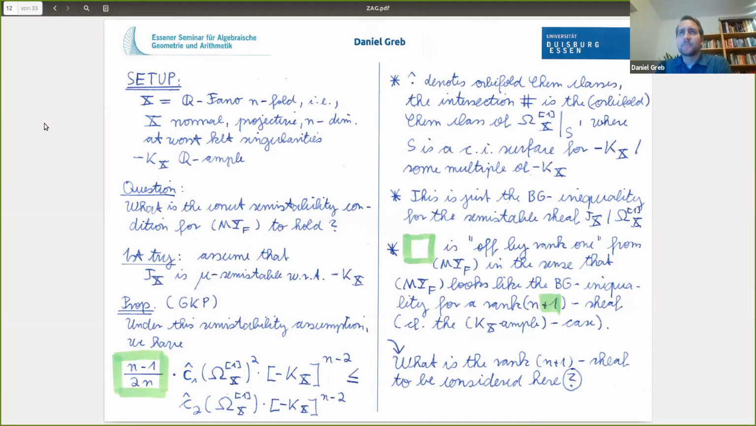And this rank n plus 1 sheaf, we wanted to have the same Chern classes as the tangent sheaf. Yeah, so that's what you realize. It's a small observation, but it's an observation that the tangent sheaf has the wrong rank. It's rank n, and you want something of rank n plus 1 optimally. Yeah, so the question arises, what is the natural rank n plus 1 sheaf to consider in this problem?